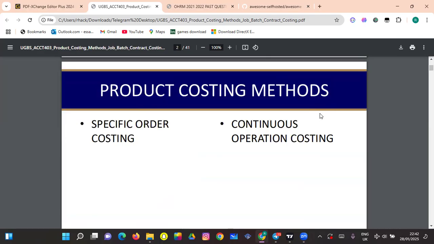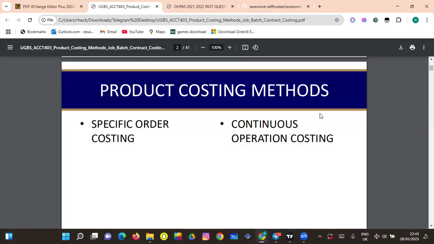When we talk about specific order costing, it is more or less like accumulating the cost of a specific order. So what this means is that someone will place an order for you to do a particular job for him or her. Let's say you are a seamstress or a tailor, and someone comes to you and tells you to sew a particular dress for him or her. That is more or less like a specific order. The person has given you that order for you to create a particular shirt for him or her.